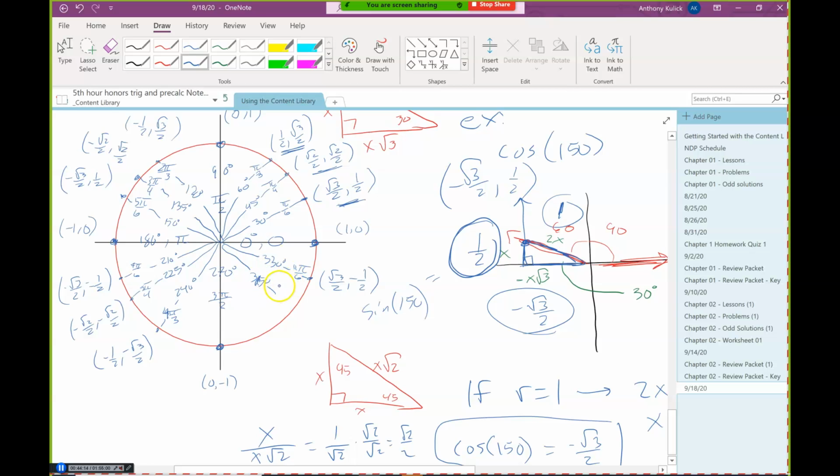Which is the same thing as 7 pi over 4. So it's going to be this coordinate, except the y should be negative. And then my last one here, the 60-degree equivalent is the same as 300 degrees, which is 5 pi over 3 in radians, and will be the same as this coordinate, except the y is negative.